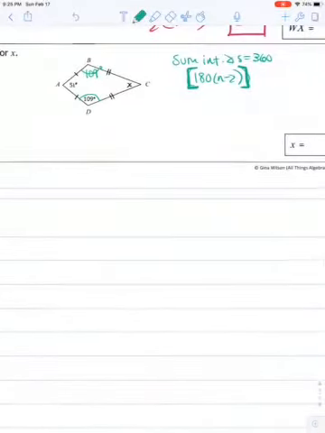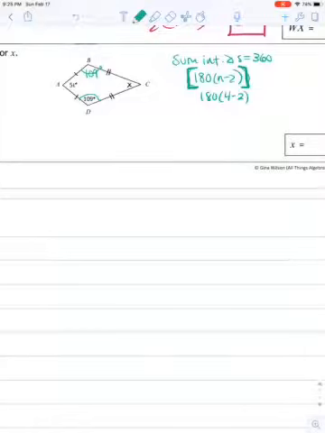Most of you just kind of recall that quadrilaterals is 360, just like you recall triangles is 180. But if you forget, you can do 180 times 4, because there's 4 sides in a quadrilateral, minus 2. And that's going to be 180 times 2, which is 360. Okay? It's not my answer, though. That's what all 4 angles have to add up to, all 4, right?